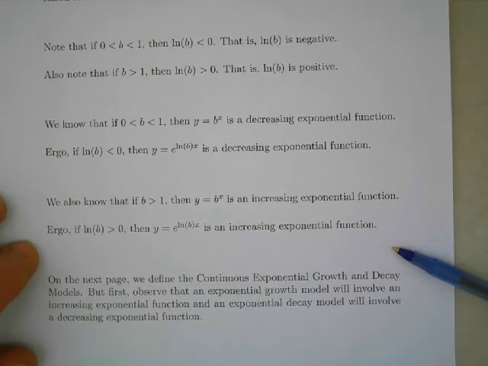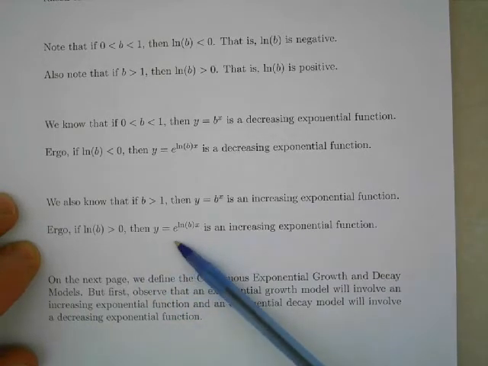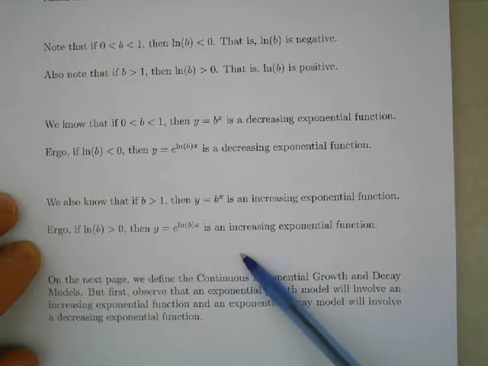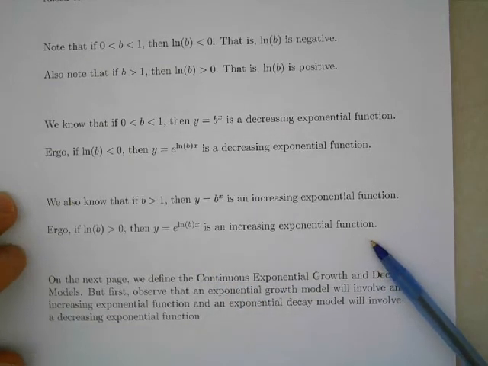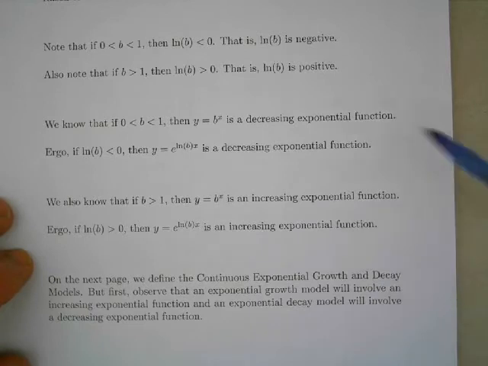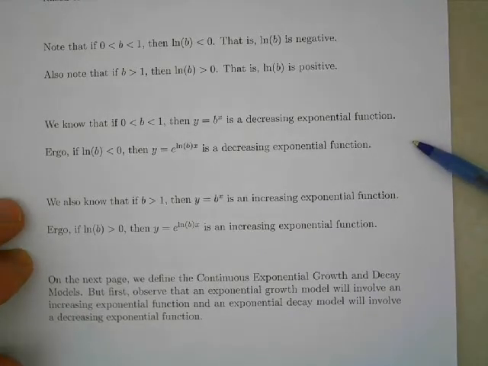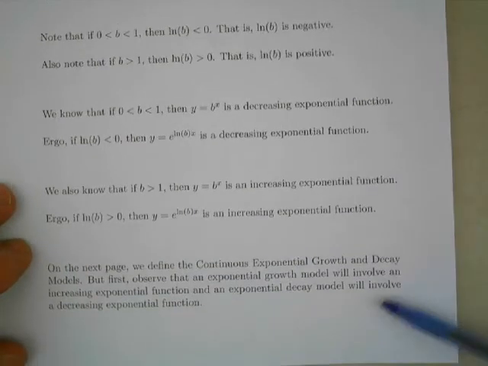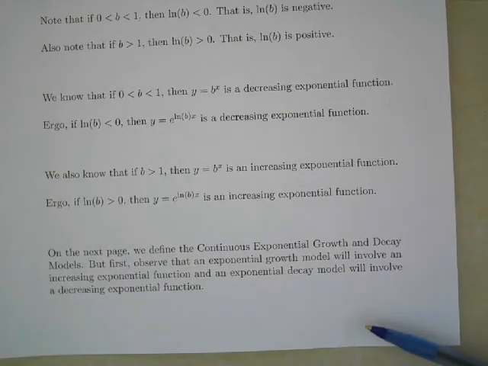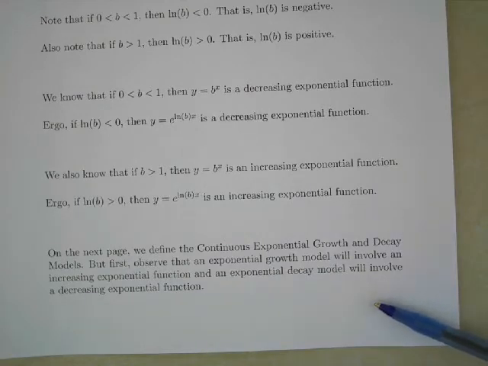Therefore, if the natural log of b is positive, then y equals the natural log of b times x is an increasing exponential function. So none of this should be a surprise. It might take a few minutes to process it. On the next page, we define the continuous exponential growth and decay models.